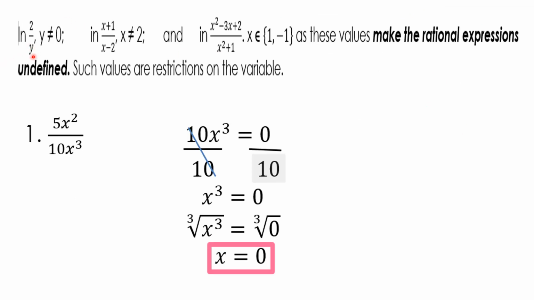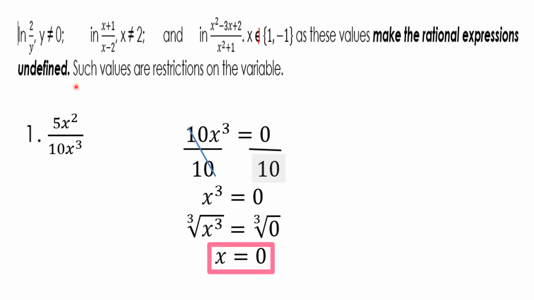Okay, so in 2 all over y, y must not be equal to 0. In x plus 1 all over x minus 2, x must not be equal to 2. And in x squared minus 3x plus 2 all over x squared plus 1, 1 and negative 1 must not be elements of x. Take note of this part, as these values make the rational expressions undefined. So if our denominator is equal to 0, our rational expression will become undefined.